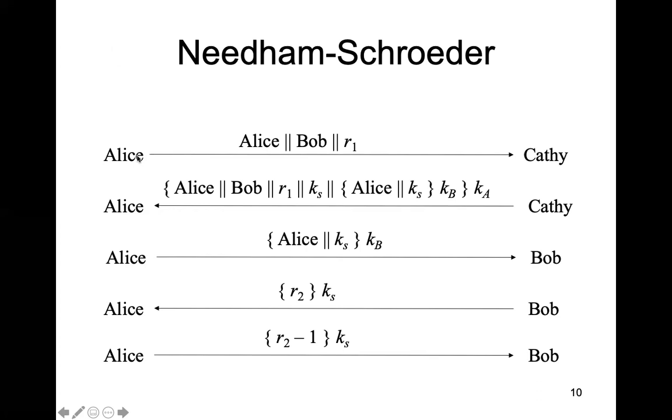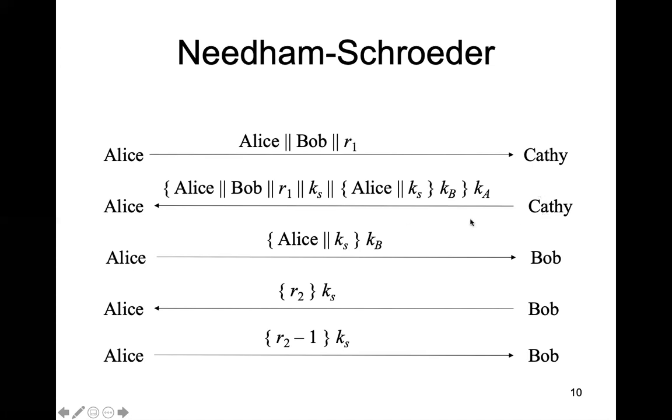Okay. So Alice sends a message to Kathy, the following message. Okay, so she sends her name, she sends Bob's name, and she sends a random number R1. Okay, this is essentially telling Kathy, look, this is a message from Alice to Kathy for Alice to communicate to Bob. Okay, and this random number R1, which is the nonce.